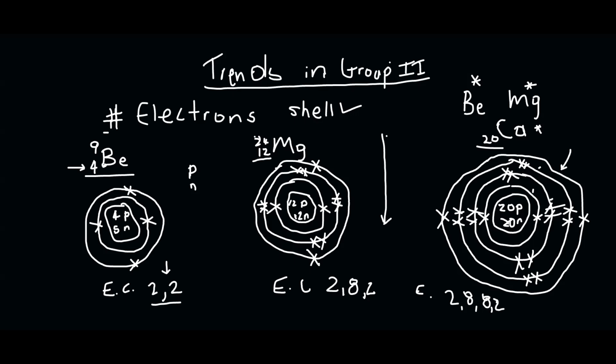Based on the electronic configuration, how many electron shells would be on this? Four? No, look carefully. Remember, the EC tells us the amount of electrons on each shell. So if we have two here and two here, how many shells would this have in total?